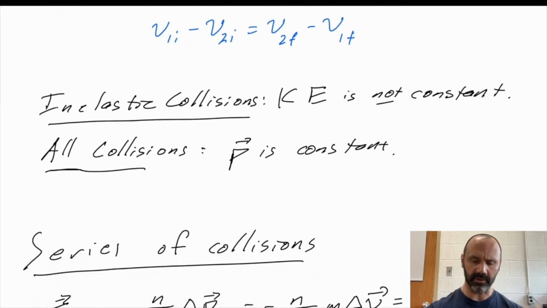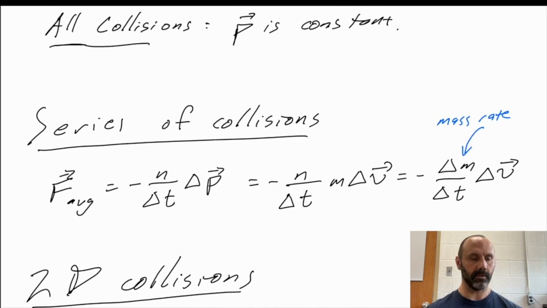You have a series of collisions, so something like a series of particles hitting something can be calculated this way. F average is negative N over delta t, right? So N is the number of particles, and then the total change in momentum. The change in momentum is m delta v. That means m times the number of particles is going to be the total change in mass. So this is the mass rate, the rate at which mass is hitting the object, and then that times delta v is going to give you F average.